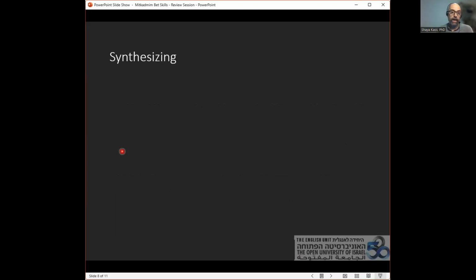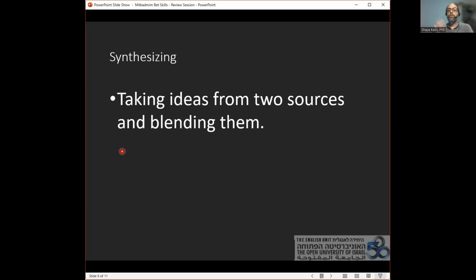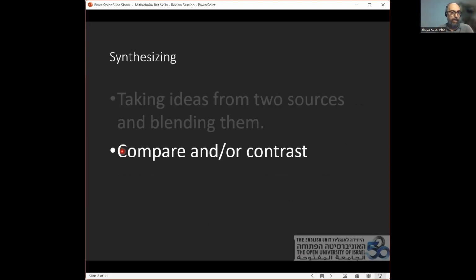Synthesizing, which is part of the final exam, you're taking two ideas from two sources and you're blending them together. You're synthesizing them. You may compare, you may contrast. They may be the same and they just build on each other. That's a comparison. One may say this, and the other one says the exact opposite. That's a contrast. Whatever the two articles that you have is.